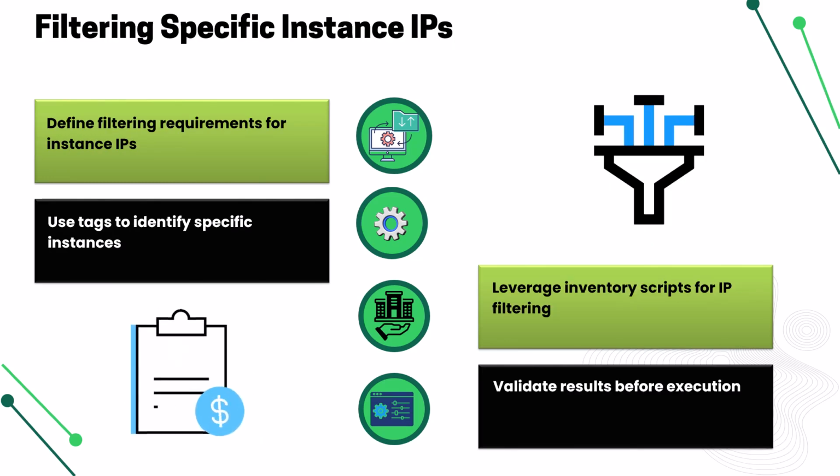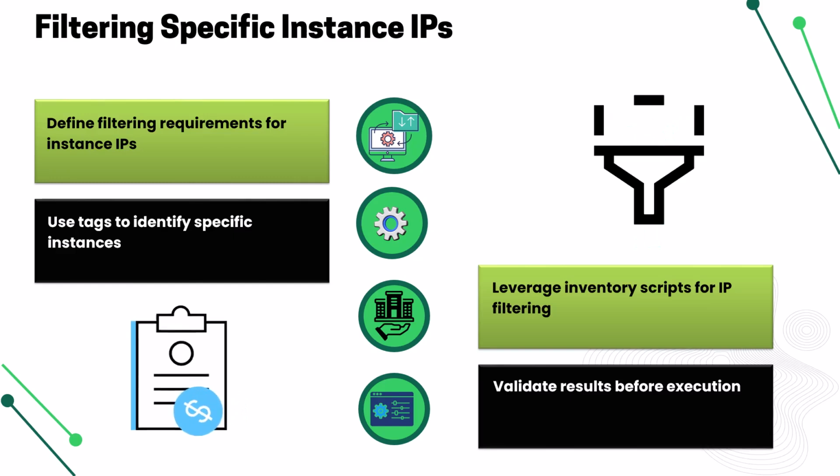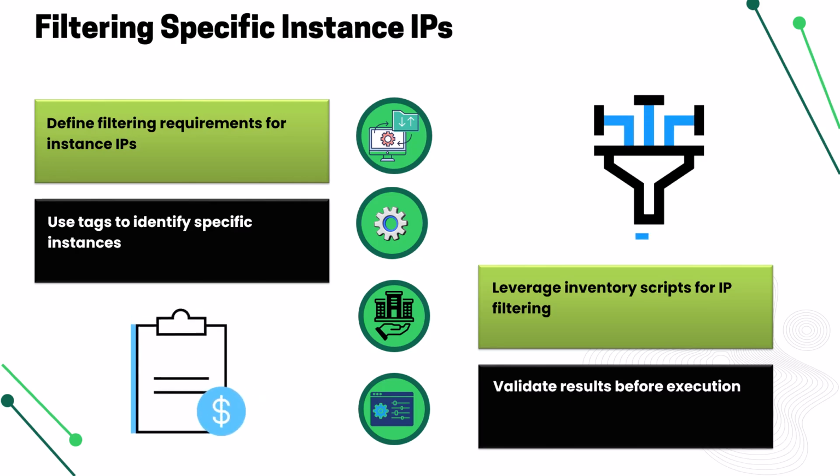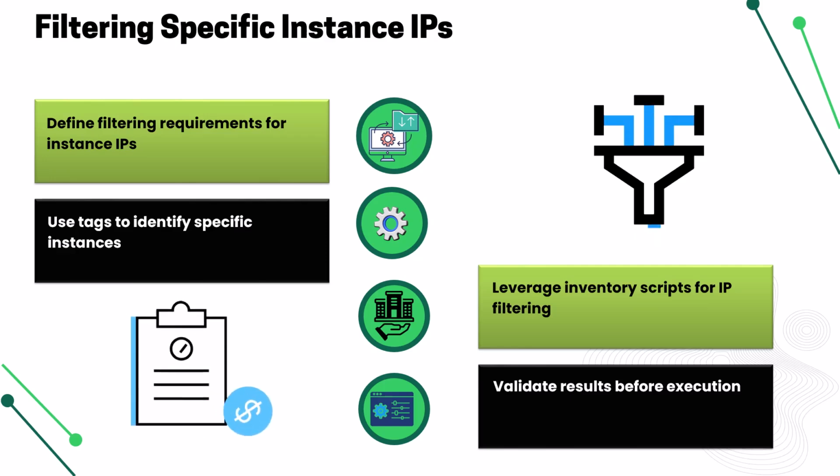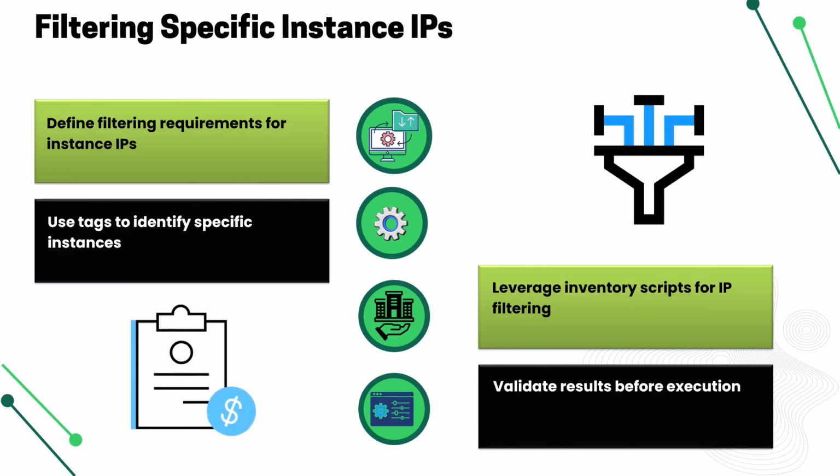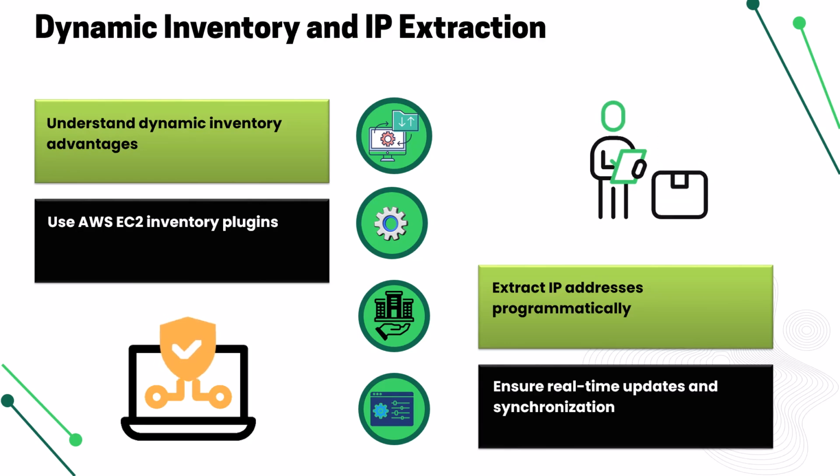Alright folks, let's talk about filtering instance IPs. First, we define what we need, because we don't want to sift through hundreds of random IPs. Tags help us pinpoint the right instances, saving us from chaos. Inventory scripts do the heavy lifting, ensuring automation does its job. And before we go live, validating results is a must, because nothing is worse than realizing we just filtered out the wrong IPs.